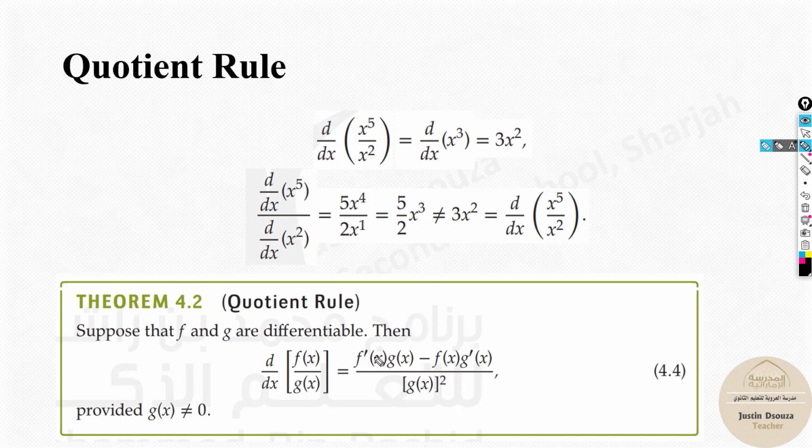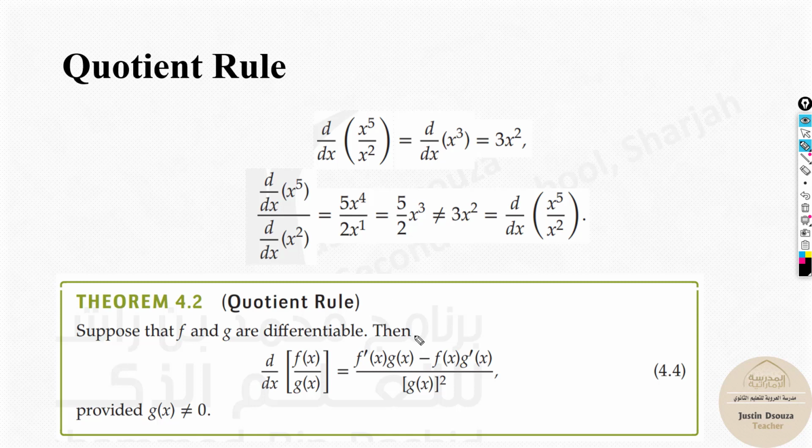The first term, just like the previous product rule, first term derived, multiplied with the second term as it is, minus, not plus, it's minus here, f of x, derivation of g of x. But the most important thing is divided by the denominator whole square.